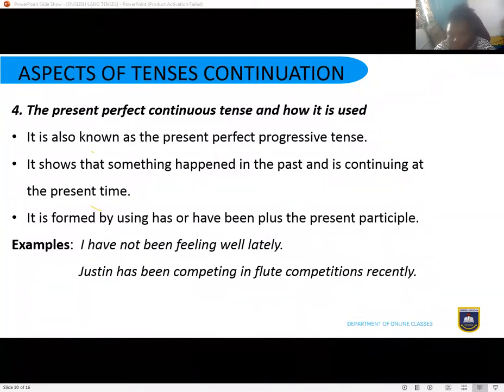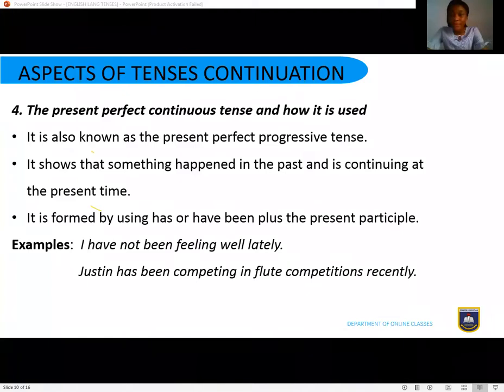Good. So this is the present perfect continuous tense. The action has been perfected and it's still continuing at the present time. Good. Let's look at the examples below.